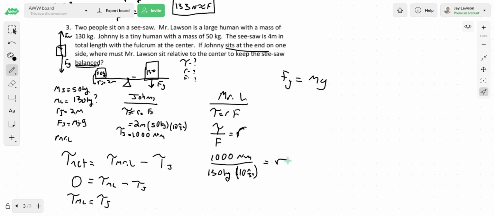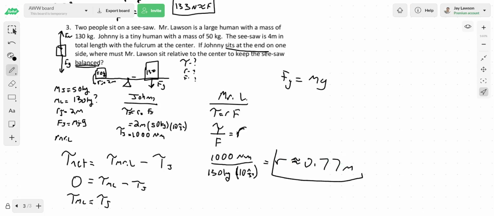And that's going to equal R, which is going to be our answer. So let's figure out what that is. Let's take our calculator, say 1,000 divided by 130 times 10, which is 1,300. And I get an answer of 0.77. This is about 0.77 meters.